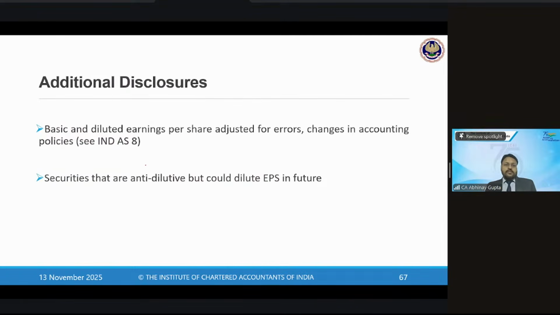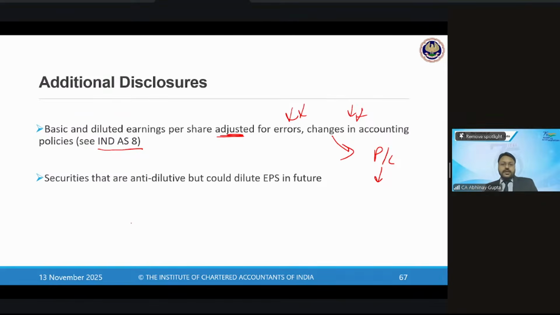Additional disclosure. Basic and diluted earning per share are adjusted for any errors, changes in accounting policies, right? If there are any, as per Ind AS 8, right? So if there are any error corrections during the current year, or any changes in accounting policy, then it will be adjusted for all those items, right? Anyway, whatever the error correction or change in accounting policy has been done, it will automatically be reflected in my PNL. Yes. And I am taking the base of the PNL to start with for the calculation of earning per share, diluted earning per share, right?